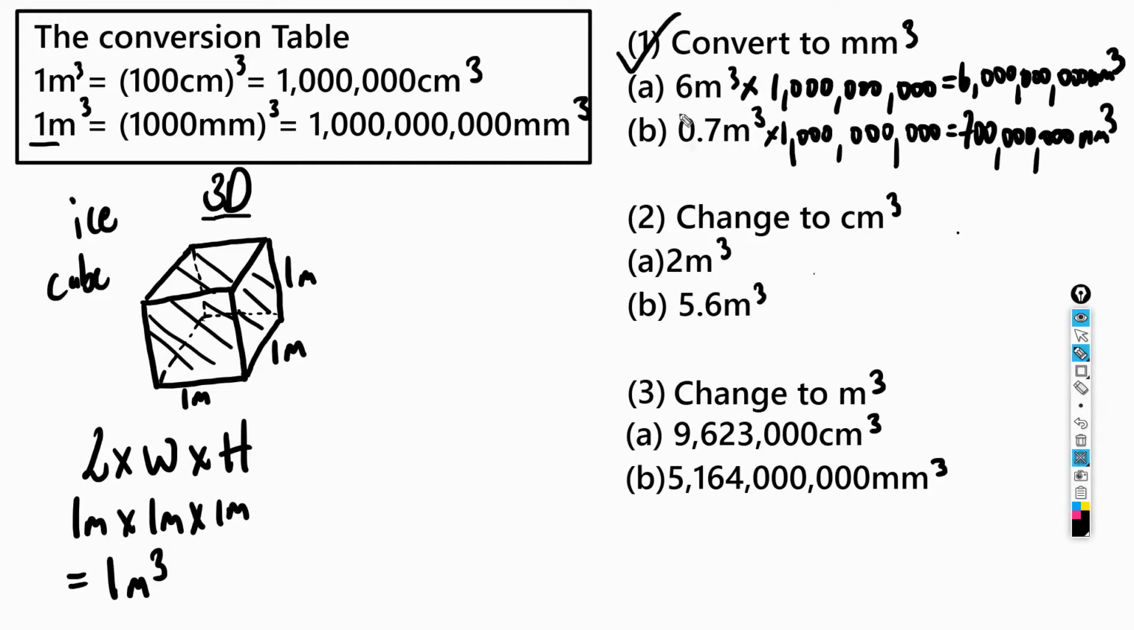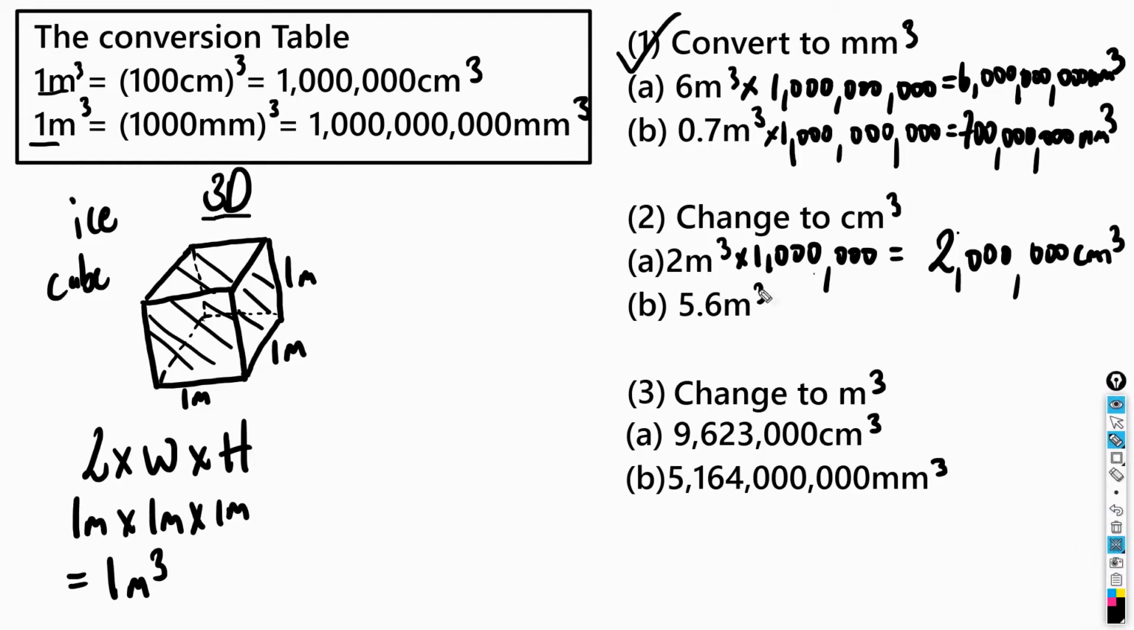So we did this example. We should be okay here. Now let's move on to change into centimeters cubed, right? And we can see from the conversion table that 1 meter cubed is equal to 1 million centimeters cubed. So to change this to centimeters cubed, all we have to do is multiply this by 1 million. Okay, guys, and we should get 2 million centimeters cubed, right?